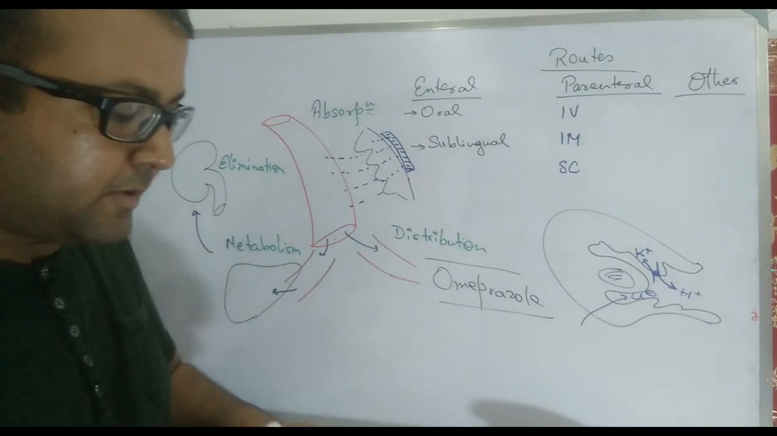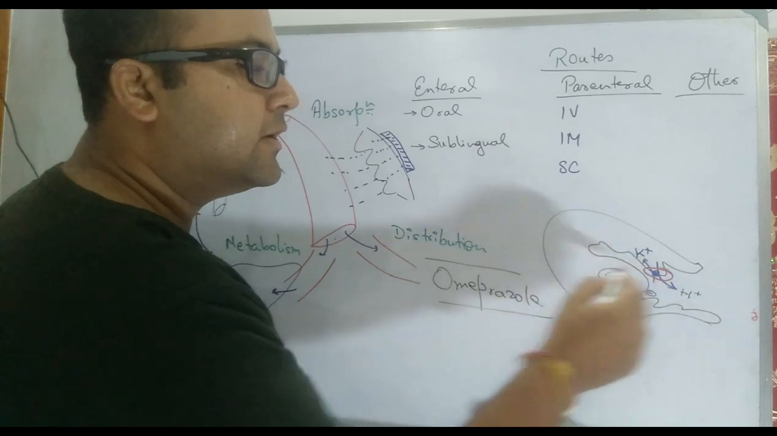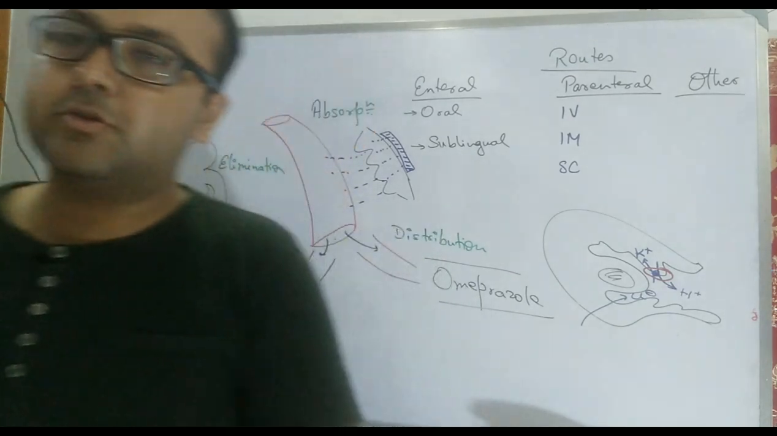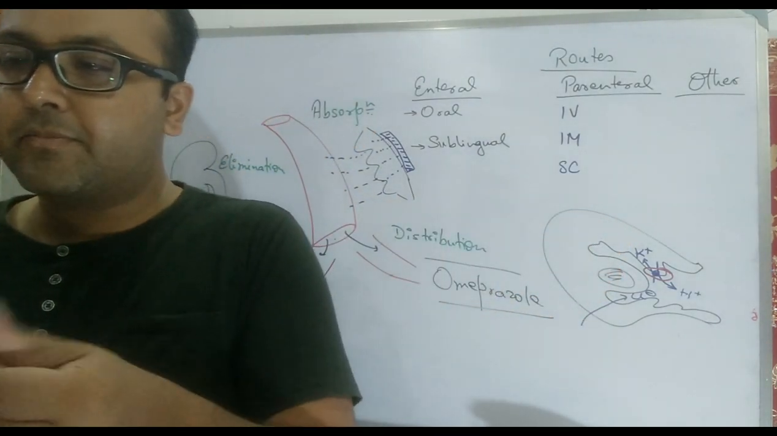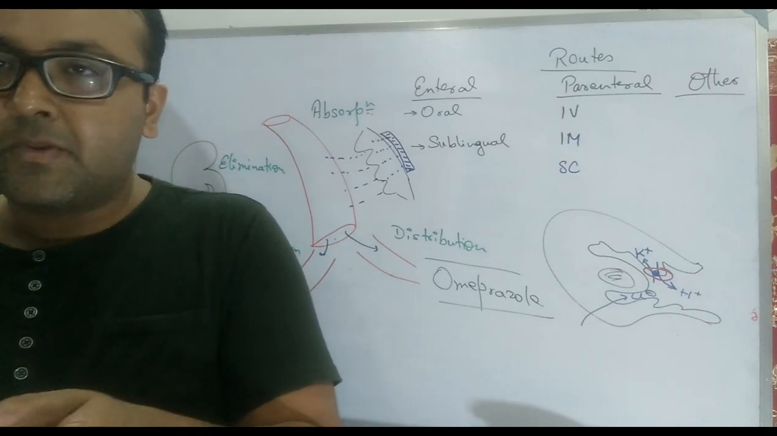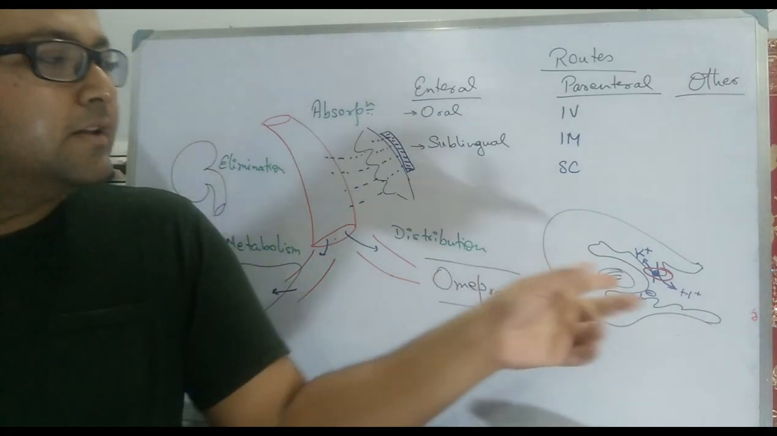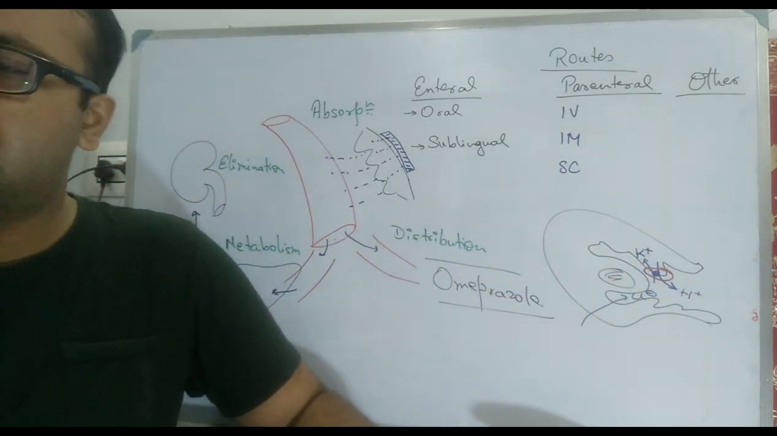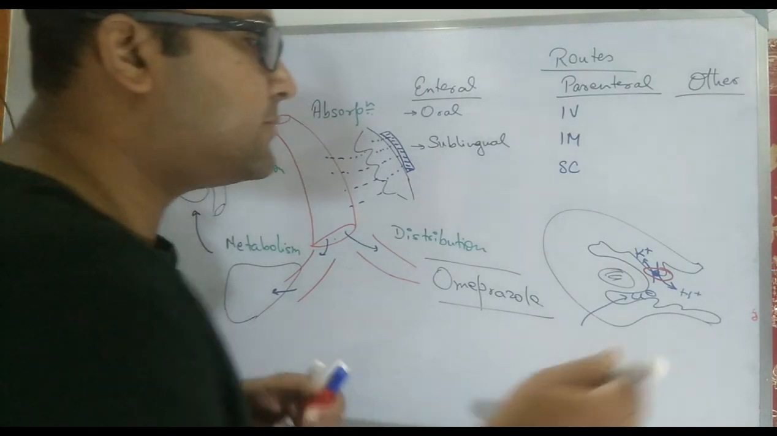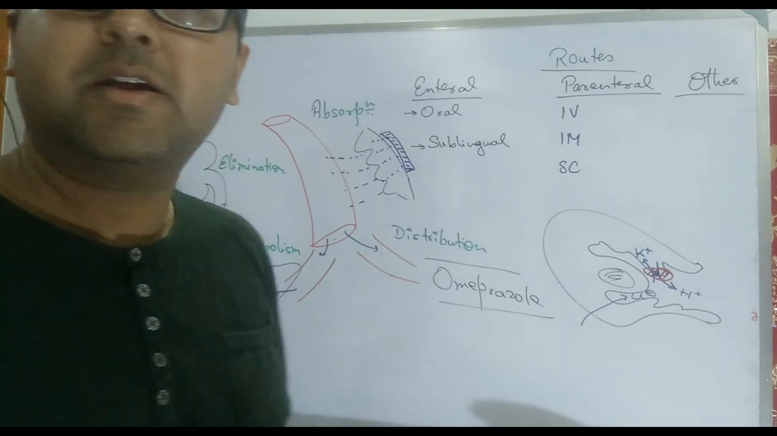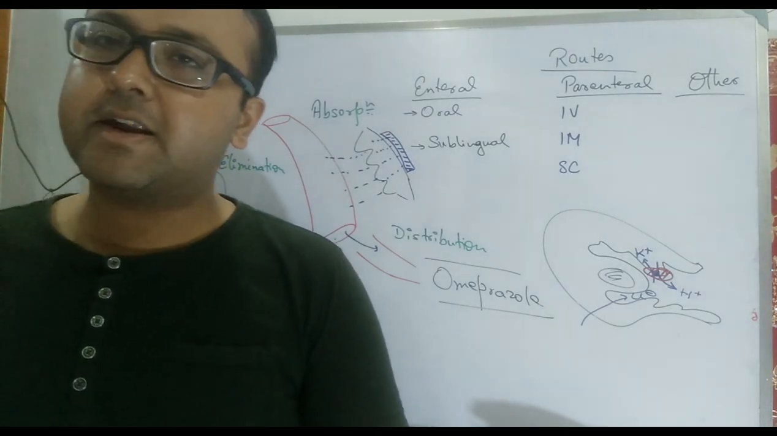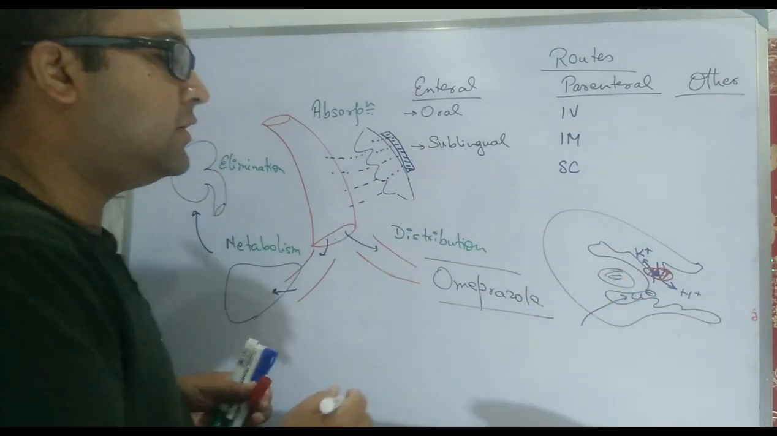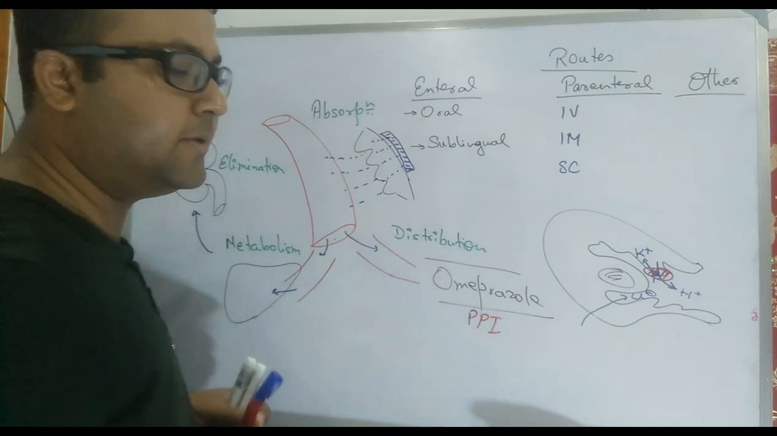This pump is not working automatically. Nothing is free in this world, so it is also taking, not money, but ATP. By utilizing ATP, it does this activity. There are some drugs which actually block these pumps, and they are called proton pump inhibitors. Omeprazole is a very nice example of a proton pump inhibitor, or PPI.